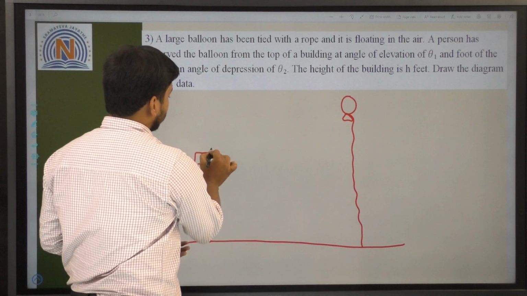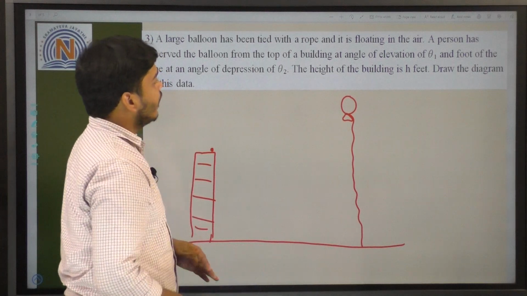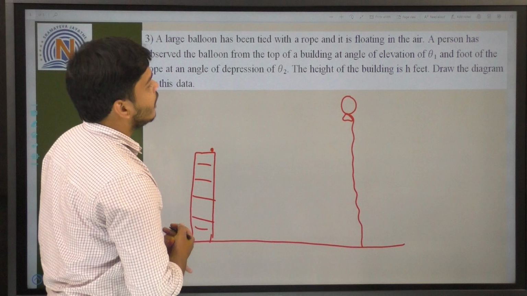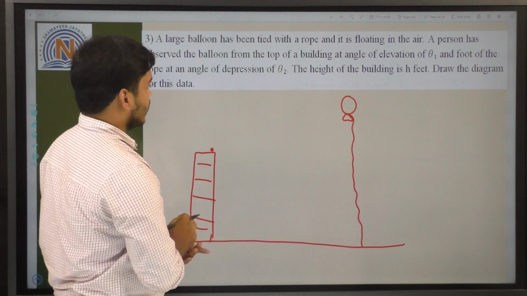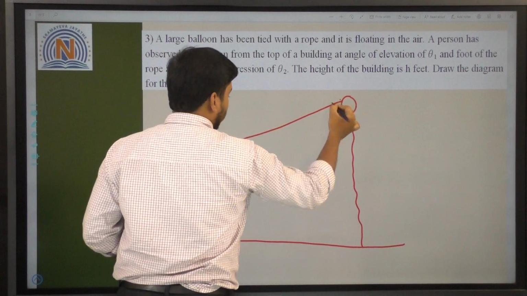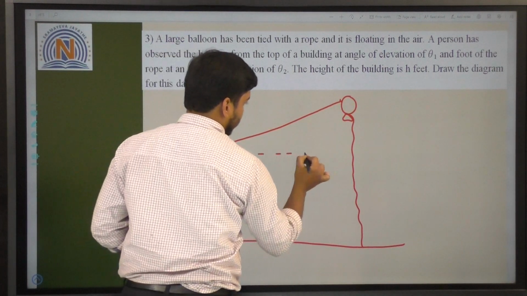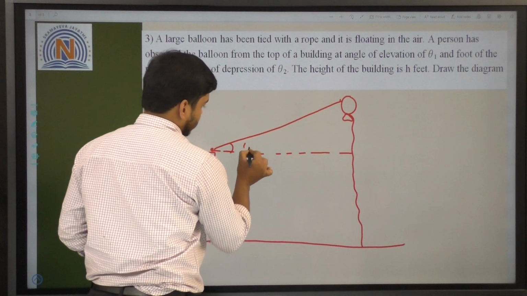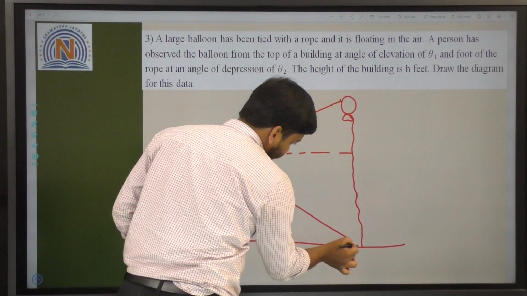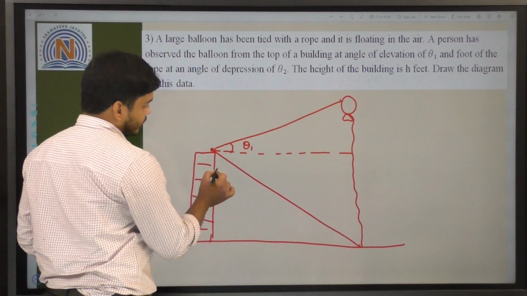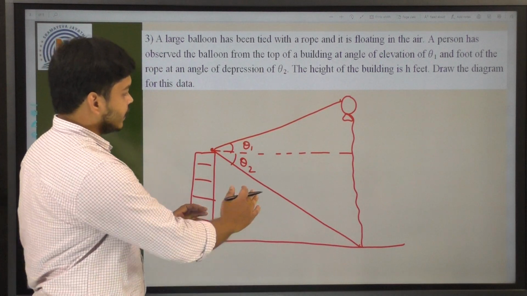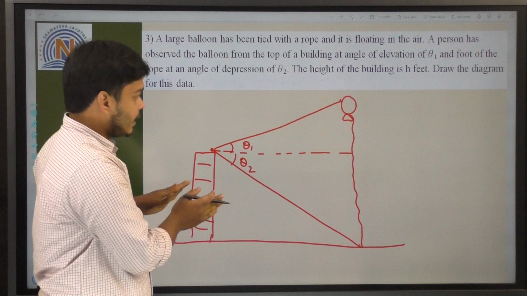Here, if you observe, the person is observing from this position, and the angle of elevation is theta 1 and the angle of depression is theta 2. He is observing the balloon with the angle of elevation; this is the horizontal line, theta 1 is the angle of elevation. And he is observing the tip of the rope, so the angle of depression is theta 2. Let this be our imaginary diagram.